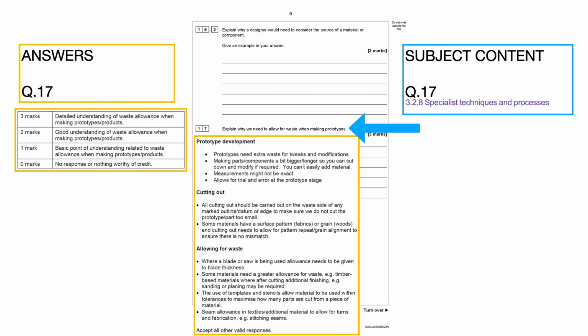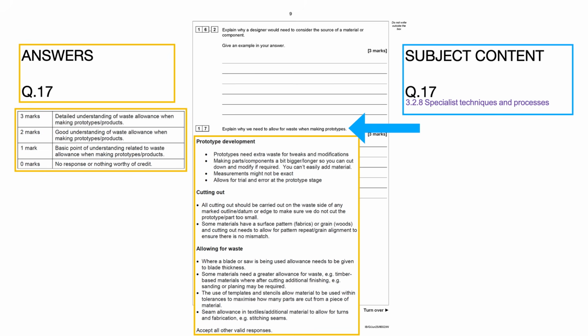Moving on to 17, another 3 marker. Explain why we need to allow for waste when making a prototype. Now, to get the full 3 marks, you need a detailed understanding of waste allowance when making prototypes and products. So when you are developing a prototype, the prototype needs extra waste for tweaks and modifications, making parts and components a bit bigger and longer so you can cut down and modify if required. You can't easily add material. So when developing a prototype, your measurements might not be exact, so you need to allow for waste. And lastly, it allows for trial and error at the prototype stage.